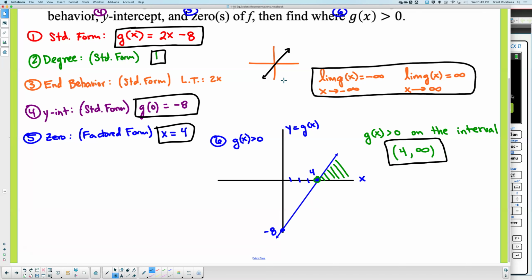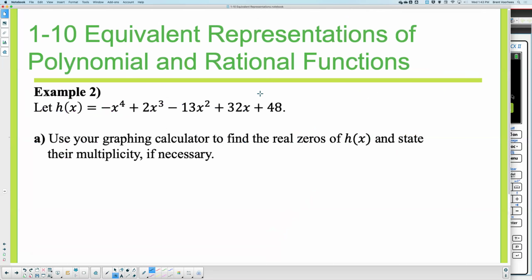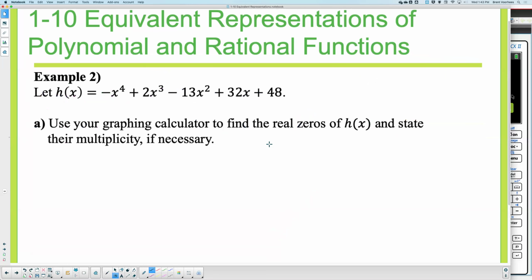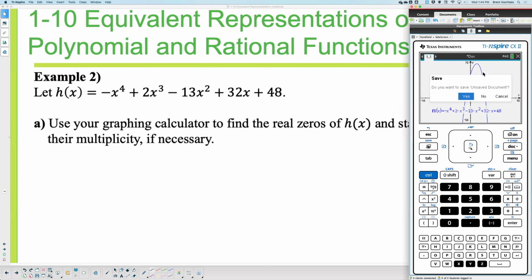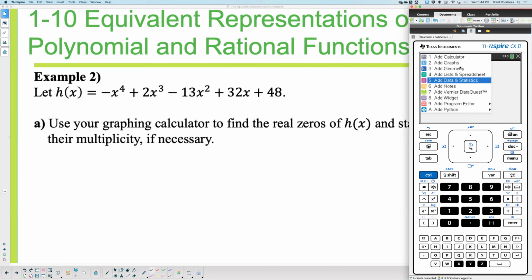All right, as we move into example 2, what I want to show you is how we can tie in some stuff with the calculator. I don't want you to forget your calculator, but we're going to incorporate the calculator into algebra. So first thing I want you to do is open up your calculator. Let's graph this equation. So I'm going to go to new document. I'm not going to save. I'm going to add a graph.